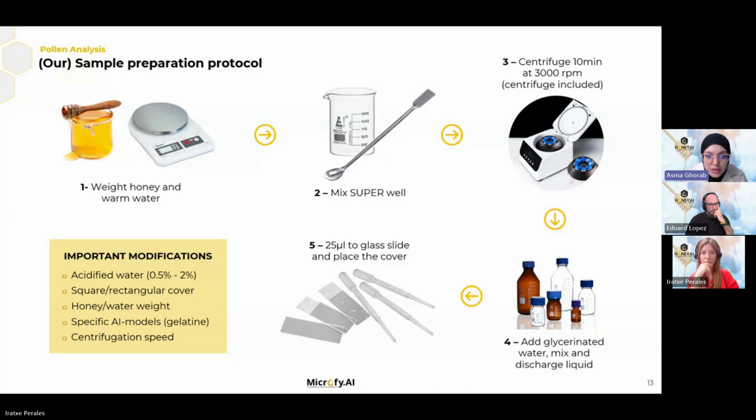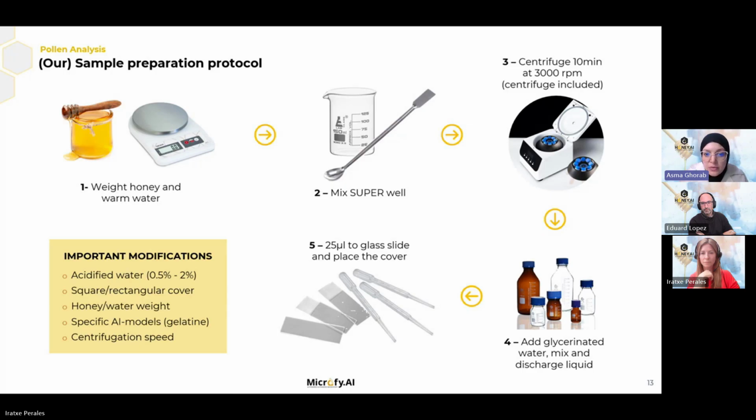Another important point is when the honey has very little pollen, for example, let's say acacia honey, it's better to increase the amount of honey used at the beginning. So instead of using 10 grams, let's use, for instance, 20 grams up to 30 grams sometimes. And as you know, we usually don't use any gelatin to fix the samples. So we just put the drop directly over the slide, and that's all.